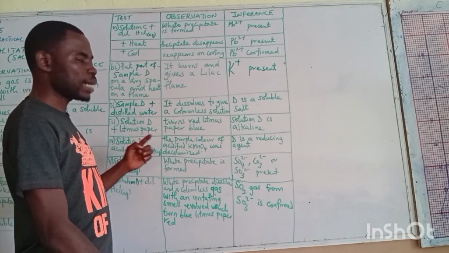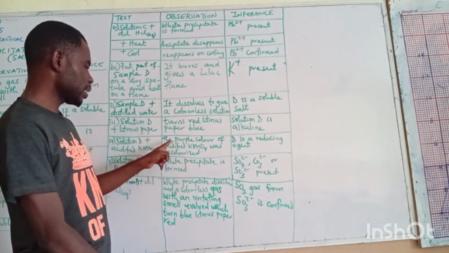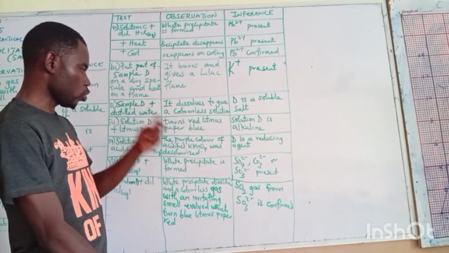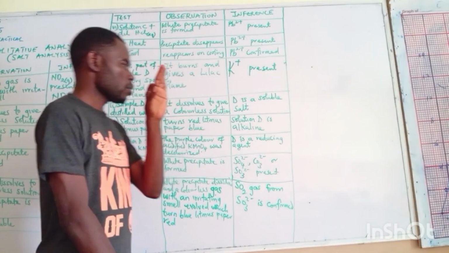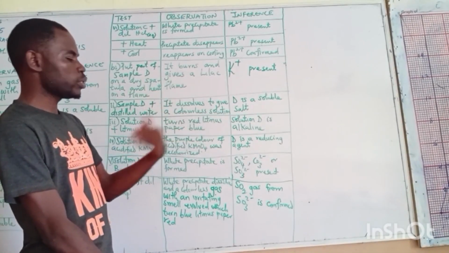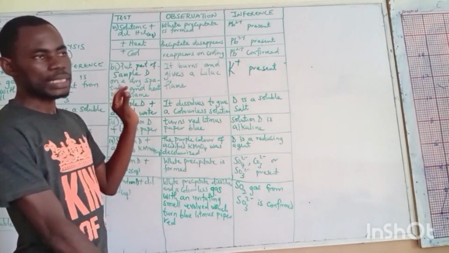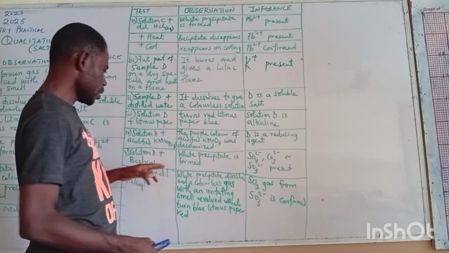In the one where we added acidified KMnO4, what we observed was that the purple color of KMnO4 was decolorized. For it to have decolorized, it means you are reducing it. So D is a reducing agent.